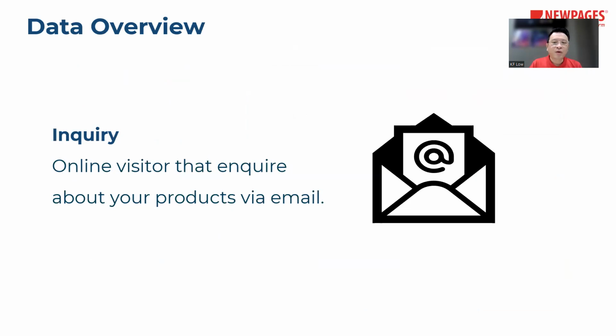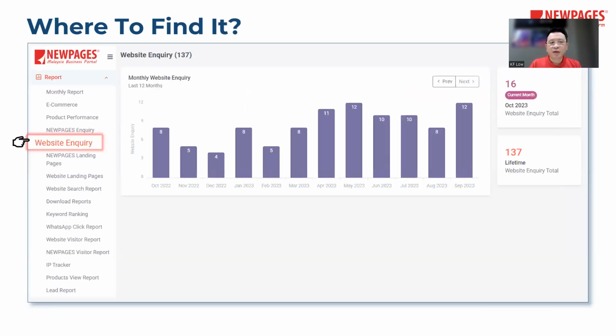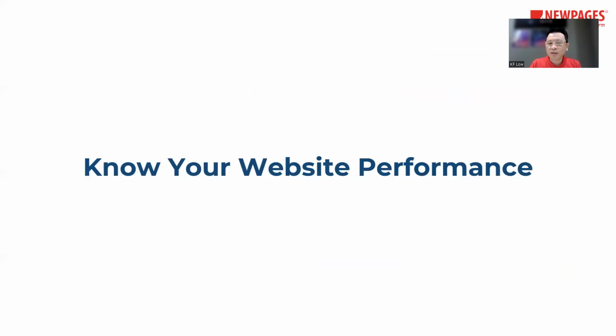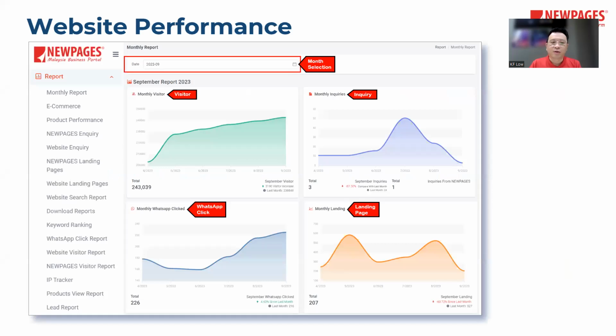Now, speaking about inquiry, it is related to email inquiry. So this one is very clear cut. So where can you find it? It is under the website inquiry. Now, if we combine these four, then you will be able to understand your website performance.